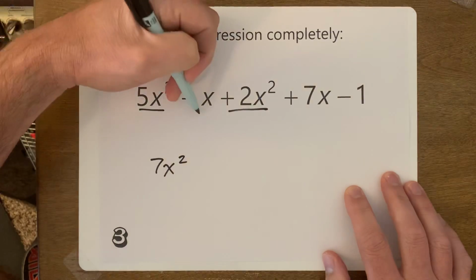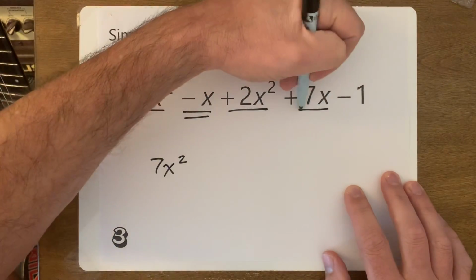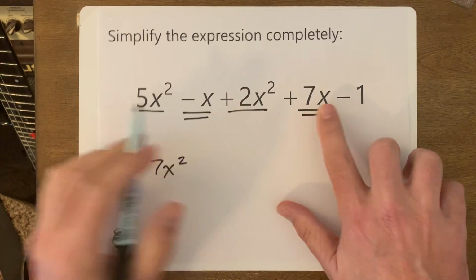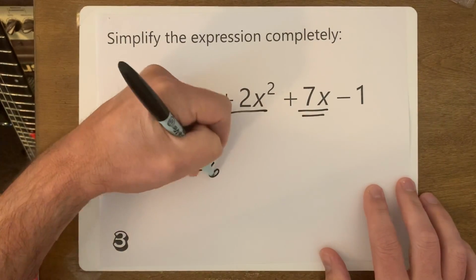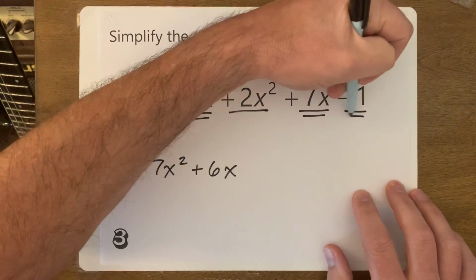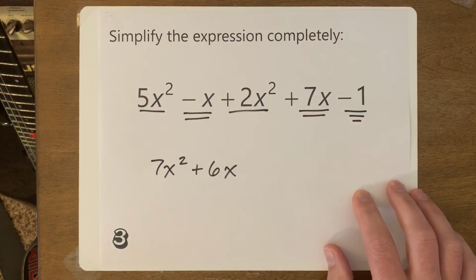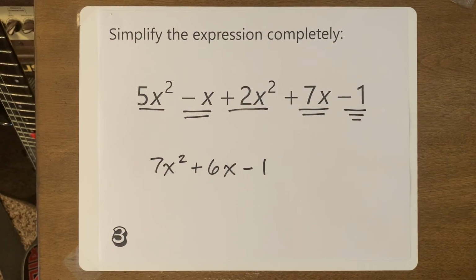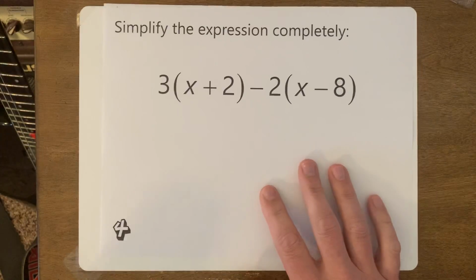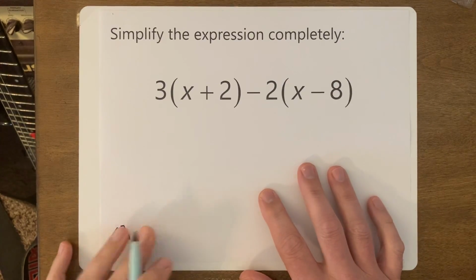I have a negative x and a positive 7x, and that's going to combine to make positive 6x. So plus 6x. Looking at the constants, the only constant I have in this whole thing is minus 1. So I can just write minus 1 at the end, and then I'm done with that one. So again, no big deal. Here's one where I've got two sets of parentheses.